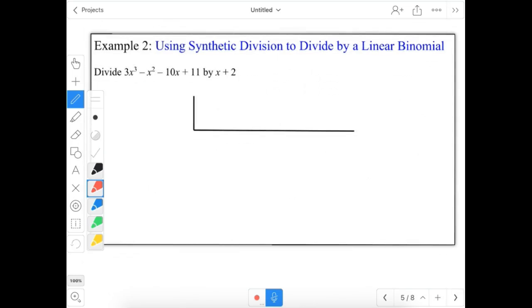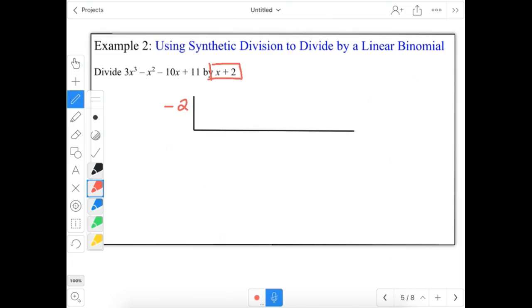So this little box of synthetic division might not make sense, but it should once we go through an example or two. So one important thing to realize is, since it's in the form of x minus k, because this is x plus 2, we actually have to use the opposite. So our divisor is going to be a negative 2, not a positive 2.